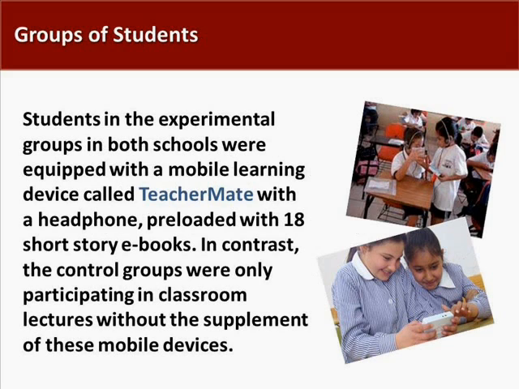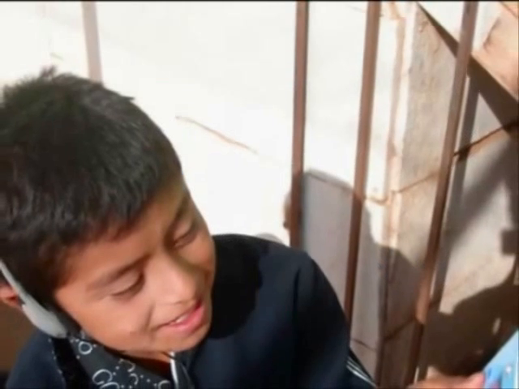If we look at the procedures of this study, we will find that students in the experimental groups in both schools were equipped with a mobile learning device called TeacherMate, with a headphone, preloaded with 18 short story epochs. In contrast, the control groups were only participating in classroom lectures without the supplement of these mobile devices. Now, I would like to invite you to watch some wonderful moments while those children learn using TeacherMate.